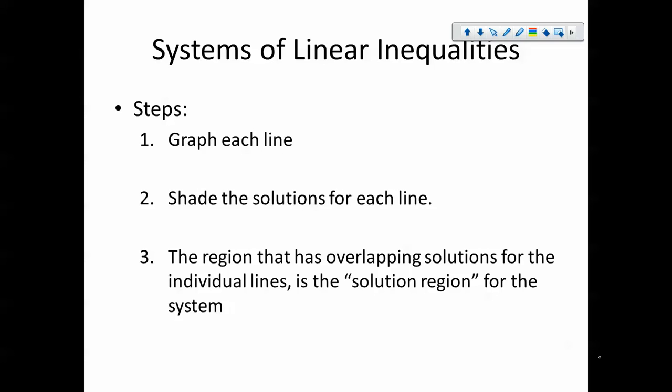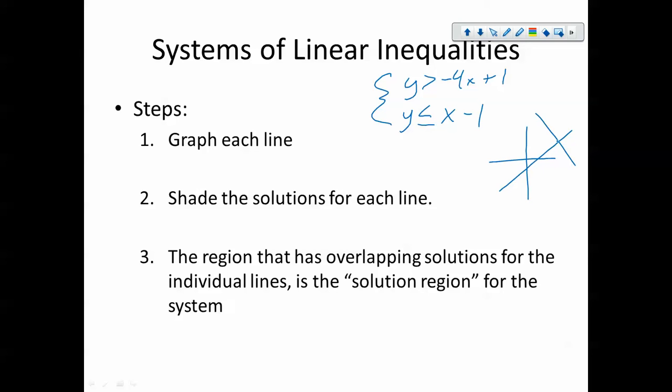So let's look at the system. There are 3 steps to solving a system of linear inequalities. What we're going to do is take 2 inequalities, similar to those ones that we just graphed, and graph them on the same graph. This is really similar to what we were doing in the very first section of this chapter. The difference is we're dealing with inequalities, which means that the solution is not just a single point.